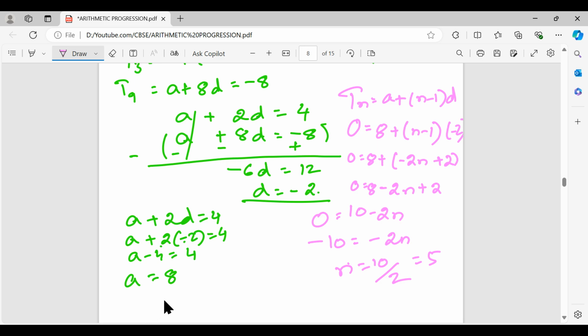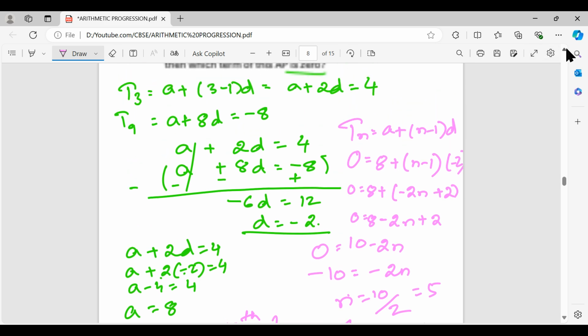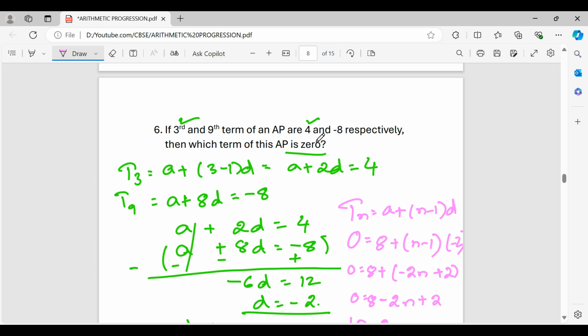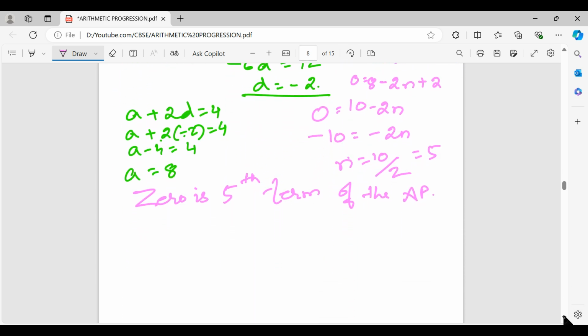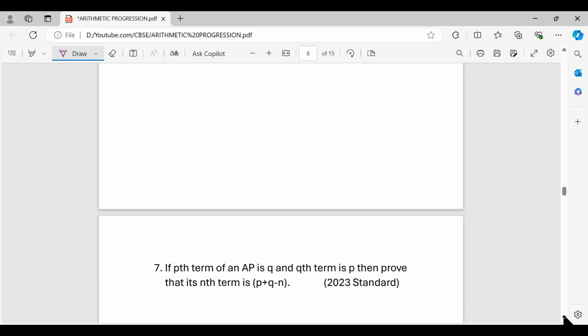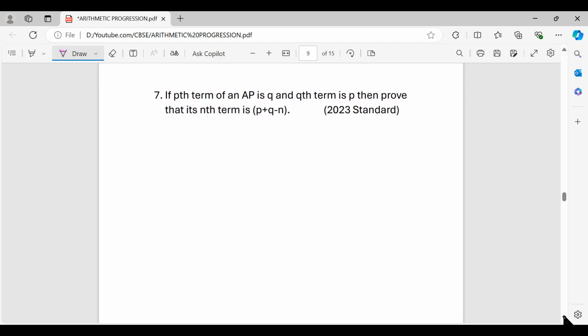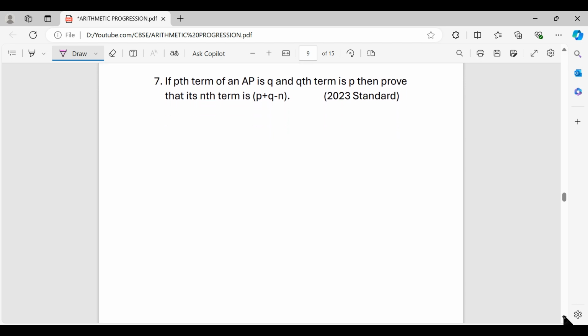So we can say that in this sequence 0 is the fifth term of this AP. I hope this is easy and clear to everyone. How do we show the position of some given term? Whenever you are doing such questions, you have to see that you have the value of A and you have the value of D. If you don't have either of these, then you work on it first.